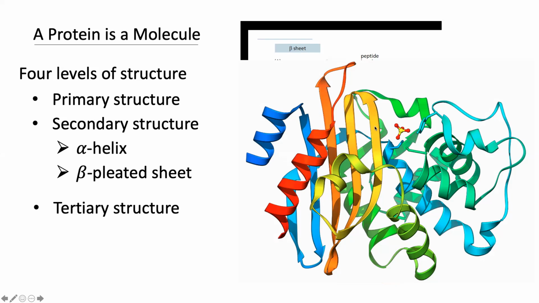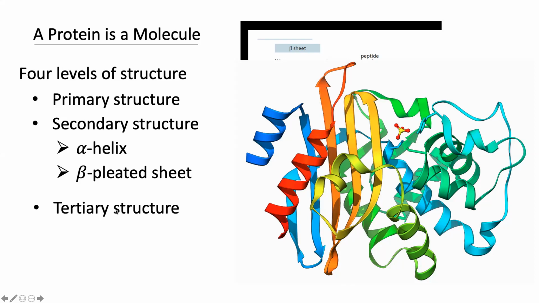And they all will fold together. Sometimes you'll have only alpha helices in the structure, sometimes only beta pleated sheets, such as in beta barrels and stuff, but a lot of times you'll see both in the same protein. And so this is what's needed for a protein. Primary, secondary, and tertiary structure, that is a protein in and of itself.